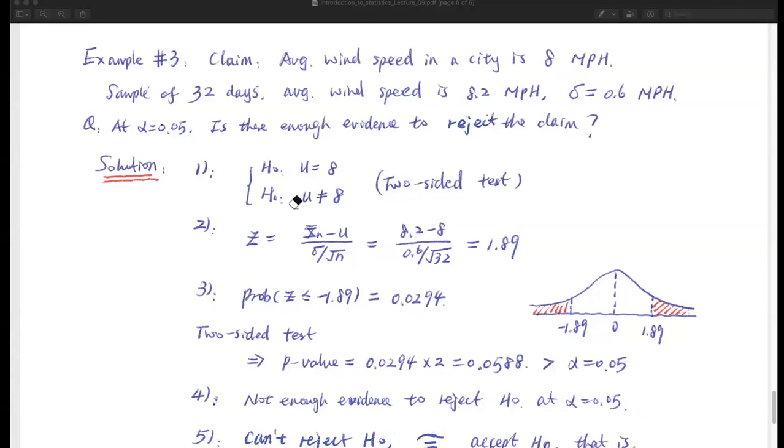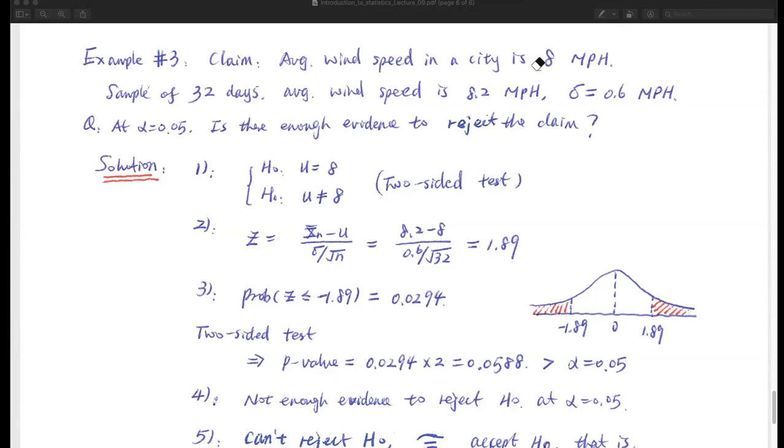That's one statement, but that's actually not the statement we care about. We still care about H0, because that's the claim. So we are not rejecting H0, everybody. That means we accept H0. You can see that logic here. When we say not reject H0, that's the same as saying accept H0. That means H0 is right. The average wind speed in that city is about 8 miles per hour, given the 32 days of a sample, even though we see a little bit of difference.